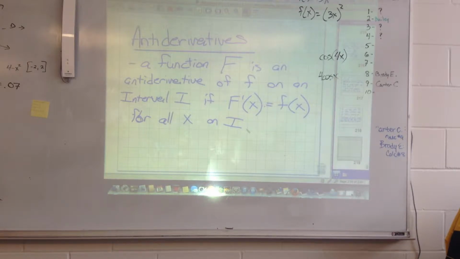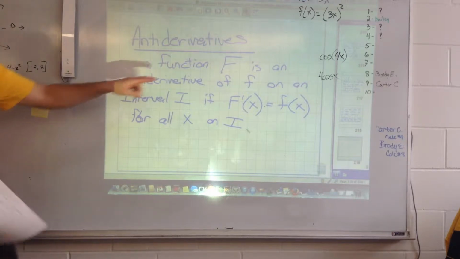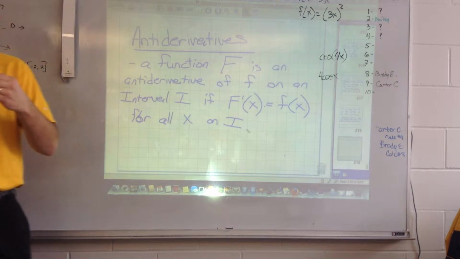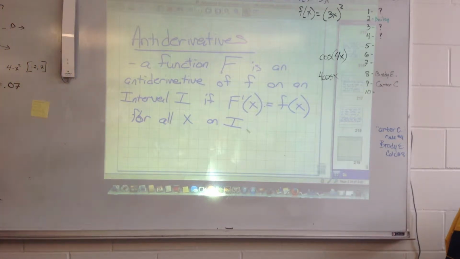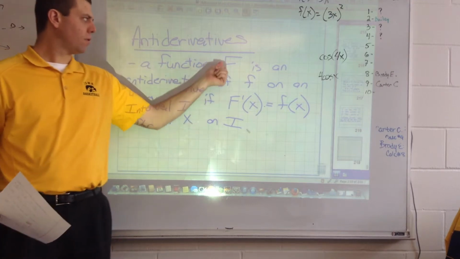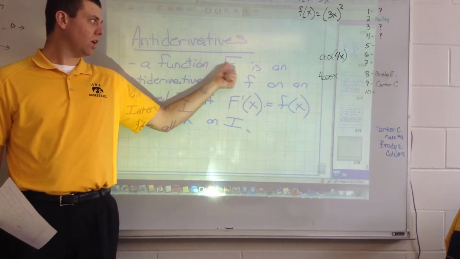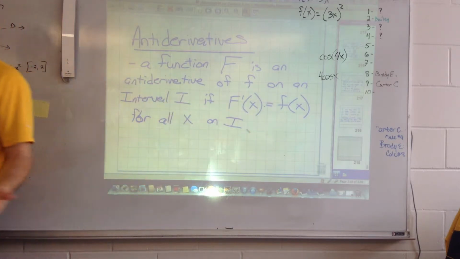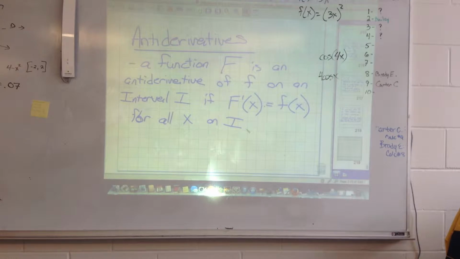Okay. Basically what it's saying is the function capital F is the antiderivative of lowercase f if, when you take the derivative of capital F, you'll get lowercase f. Okay? Just a quick little summary there.